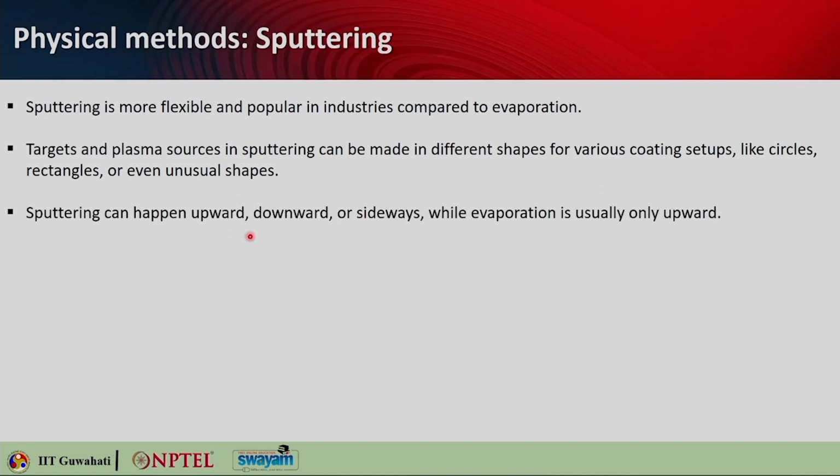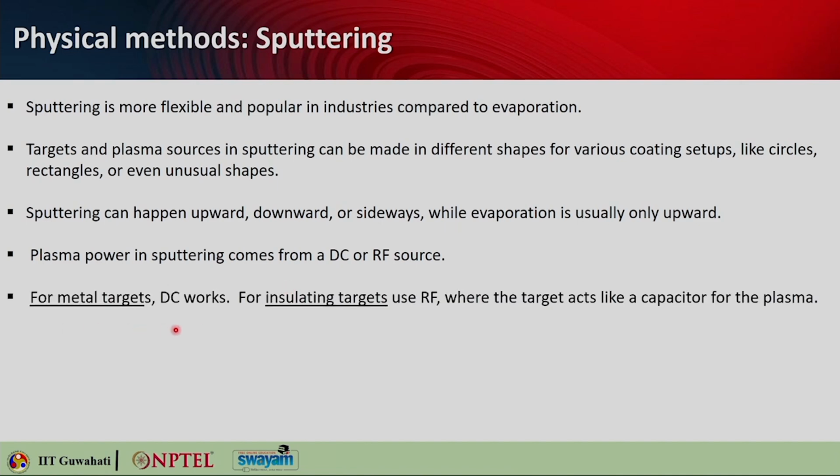Sputtering can happen upward, downward, or sideways, while evaporation happens only upward. Okay. So, these are the flexibilities with the sputtering technique. Moreover, the plasma power in the sputtering comes from a DC or RF source. Okay. So, for metal targets DC sputtering works, whereas for insulating targets RF sputtering is used, where the target acts as a capacitor for the plasma.